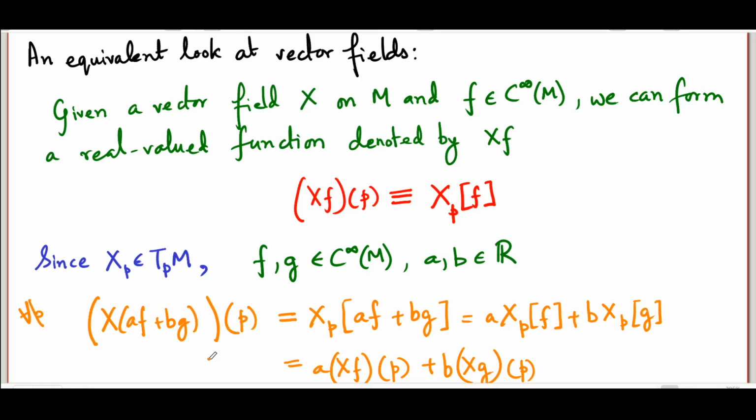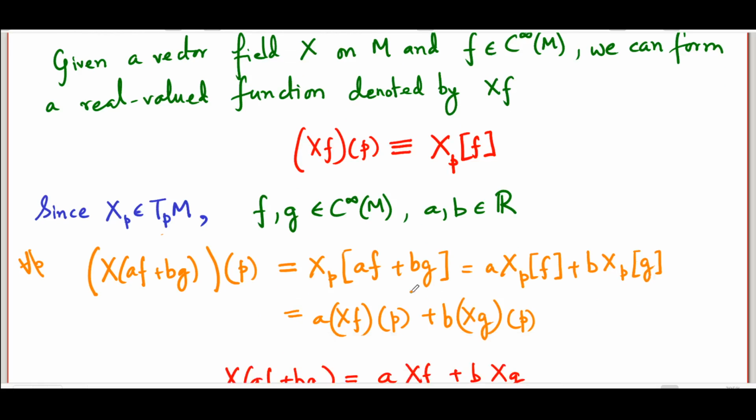Now, by definition of X acting on a function, this must be Xp, X at p, eating up the function af plus bg and producing a number as a result of that. Now, Xp itself is a member of TpM. It's a linear functional. And because it's a linear functional, the result for this is simple. You get a times Xp acting on f plus b times Xp acting on g. But now notice Xp acting on the function f is by definition Xf's value at the point p, and this is by definition Xg's value at the point p.